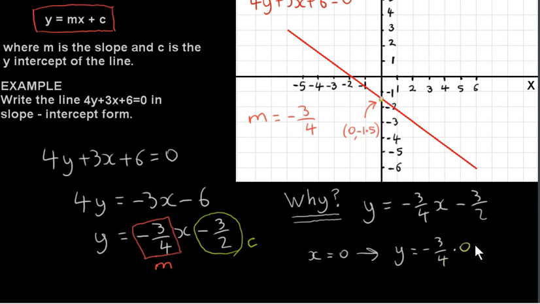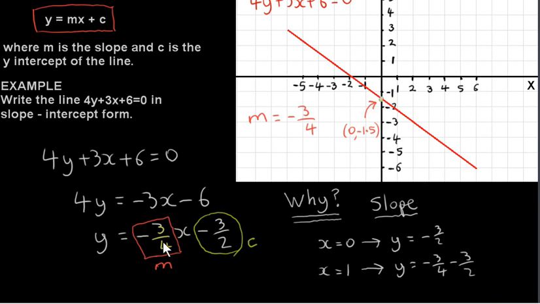So we have minus 3/4 times 0 minus 3/2. But any number times 0 is 0. So we see we just get y equals minus 3/2. So we get a point with coordinates 0, minus 3/2. So now you see why this number must be the y-intercept. By letting x equal 0, this term disappears. So we're left with y equals this number. So when x is 0, y is minus 3/2.